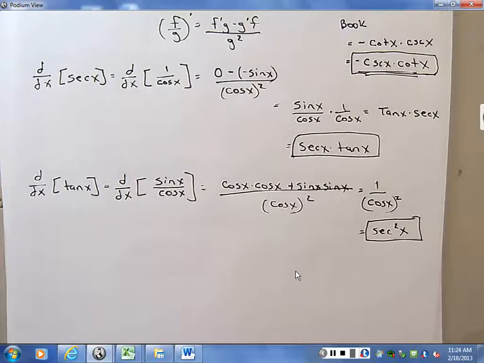So why was it, is it plus sign there? Is it because it was a negative sign? Yeah. The derivative of cosine is minus sine. So minus sine is plus sine.